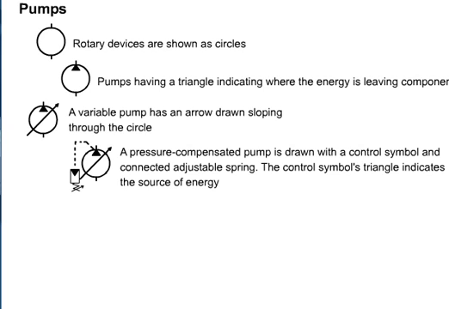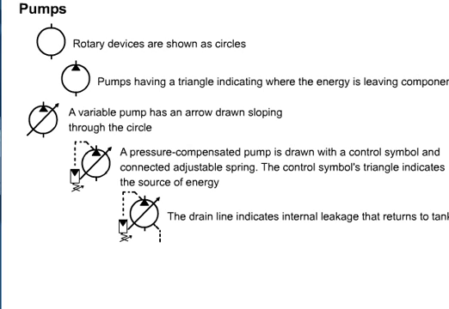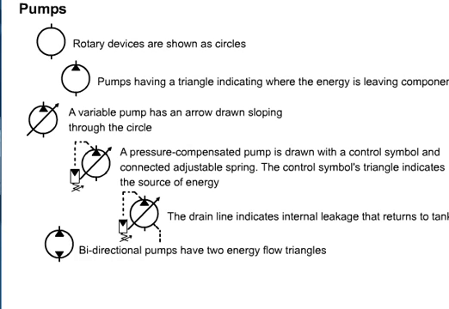pump is pressure compensated. Some types of pumps have internal leakage that is returned to the tank by a case drain. This is indicated with a drain line drawn leaving the circle. Pumps that are bidirectional are shown with two energy flow triangles.